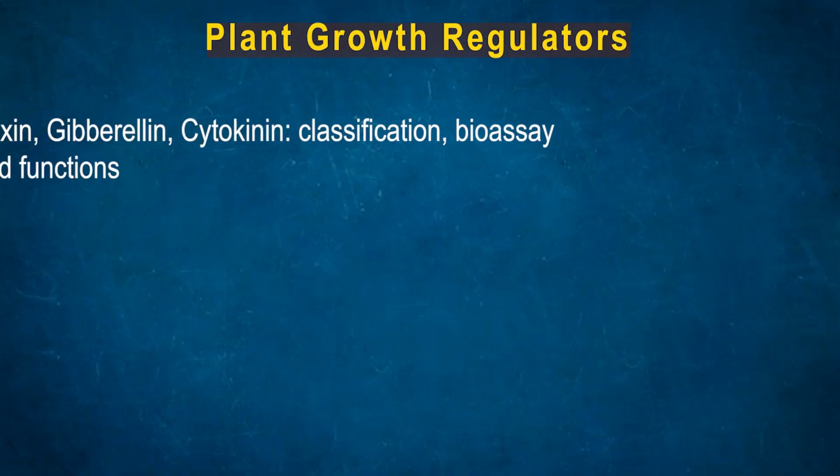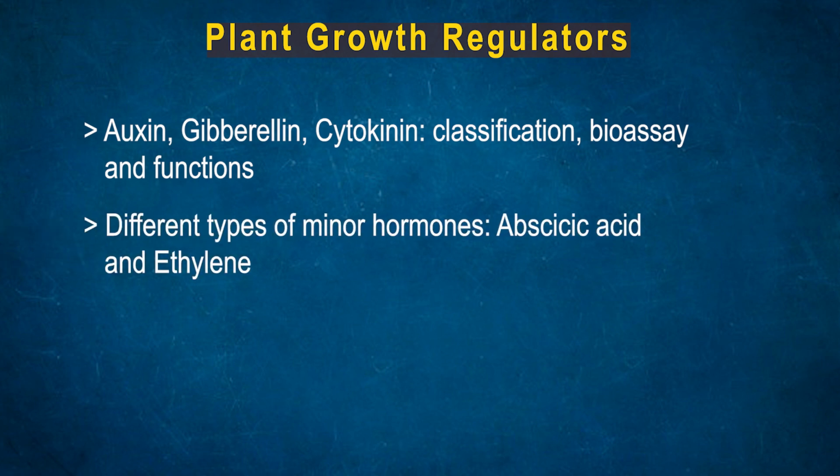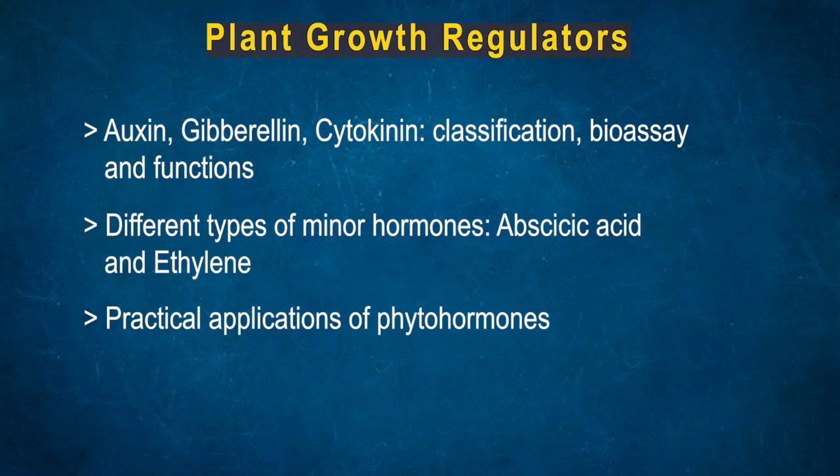Plant growth regulators. Different types of plant hormones, right? Like auxin, gibberellin, cytokinins. You will get to know about their classification, bioassay and functions. Different types of minor hormones like abscisic acid as well as ethylene. You will get to know about the practical applications of all those plant hormones or phytohormones.